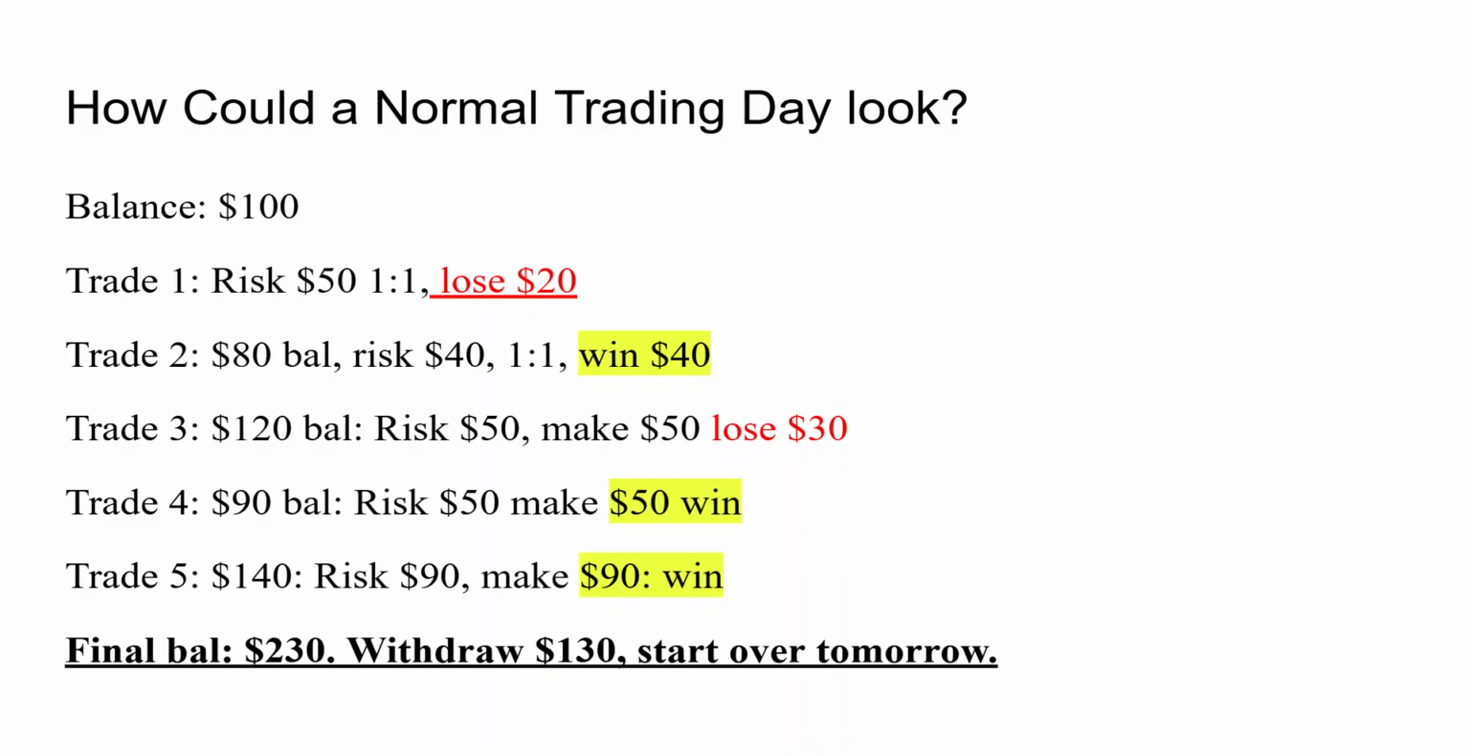Then, as candle 3 starts to go into your favor, you have a $90 balance. You risk 50 to make 50 and you win. And then you get one more. You risk 90 to make 90 and then you win. So at the end of all of that, after 2 losses and 3 wins, your balance is at 230. You pull out 130 and start over tomorrow. And that's how a normal winning trading day could look.